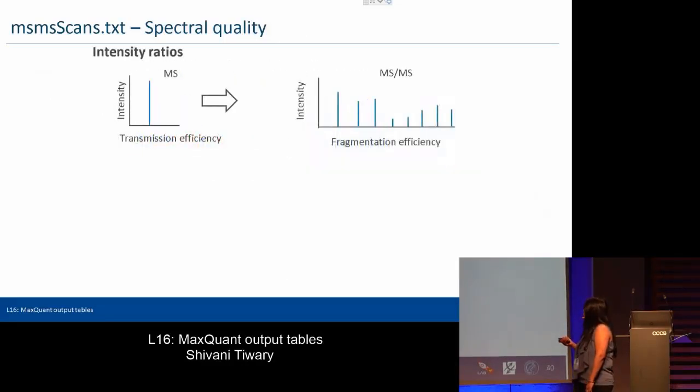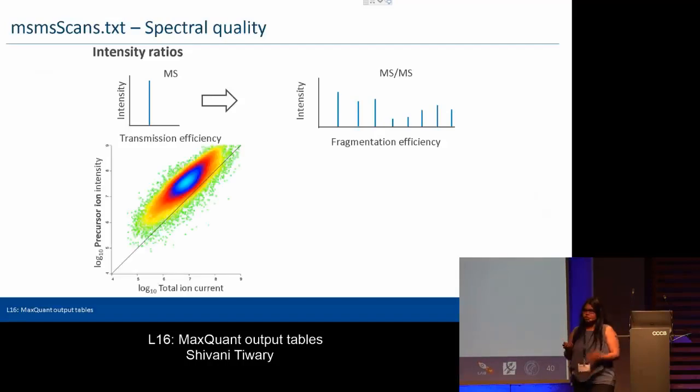Also, MSMS scans will help you to find the spectral quality by knowing the intensity ratios. We know that the precursor should fragment, and the fragmented intensity should be the sum of the precursor intensity. So it will help you to know how the transmission efficiency is. So the ratio of your precursor to the sum of the fragmented intensity should always be 1.